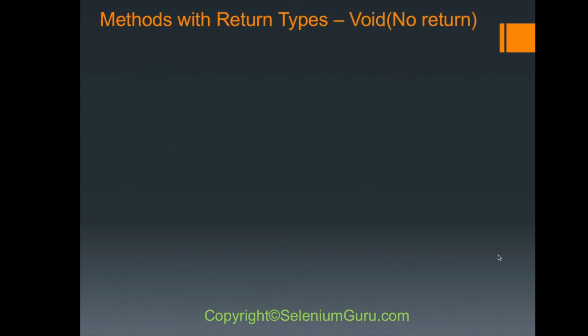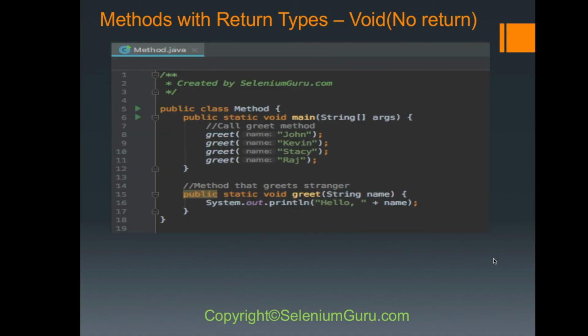So now we're going to learn what a method with the return type void means. Let's give an example. I've got this main method, and I've got this method here, public static void. We're going to talk about what this void means. My method name here is greet. It takes one parameter, which is a string parameter, name. What that basically does is print out hello, whatever the name is. I created this method to basically greet the customer or stranger.